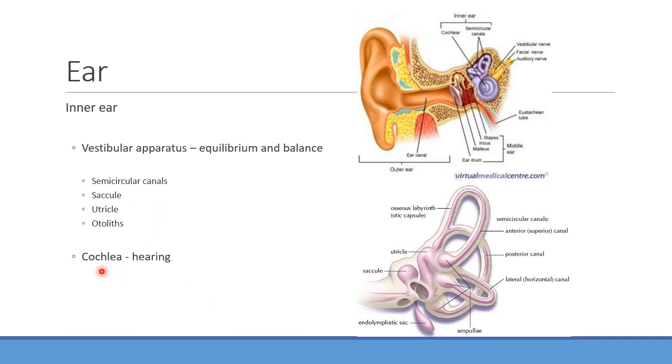And then the cochlea, very specialized for hearing. I'm sure you've heard of cochlear implants and things like that that help make up for any deficiencies a patient might have on their own. We'll talk about how that cochlea actually works.